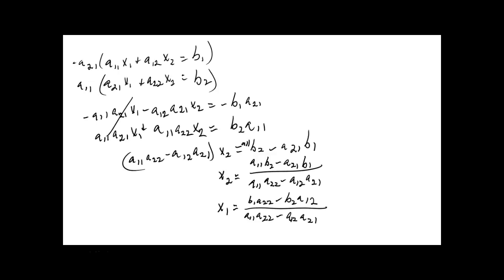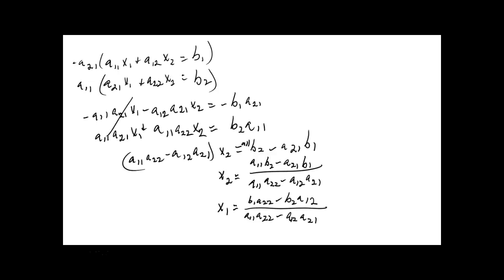Now, let's look at this X1. There's some things that look pretty similar. The A22s are the same here, and the A12s are the same here. Okay? It's just that B1 and B2 have replaced A11 here. B1 has replaced that, and B2 has replaced A21. Oh, guess what? Those are the coefficients of X1.